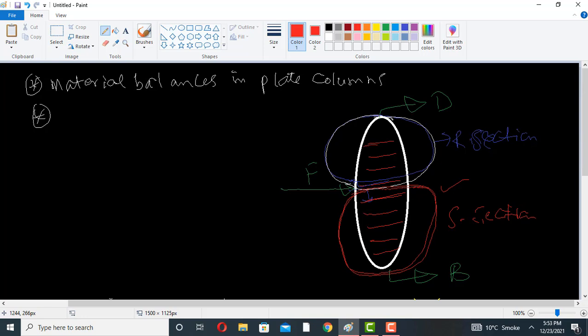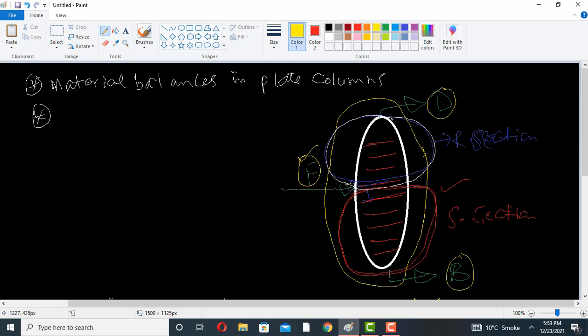So now the general material balance, or the overall material balance for this distillation column, is this yellow one. The feed is entering the distillation column, and the top product and bottom product are continuously removed from the top and bottom respectively. So the general material balance is F is equal to D plus B. D is for the distillate and B is for the bottom product. Now this is the general material balance equation.